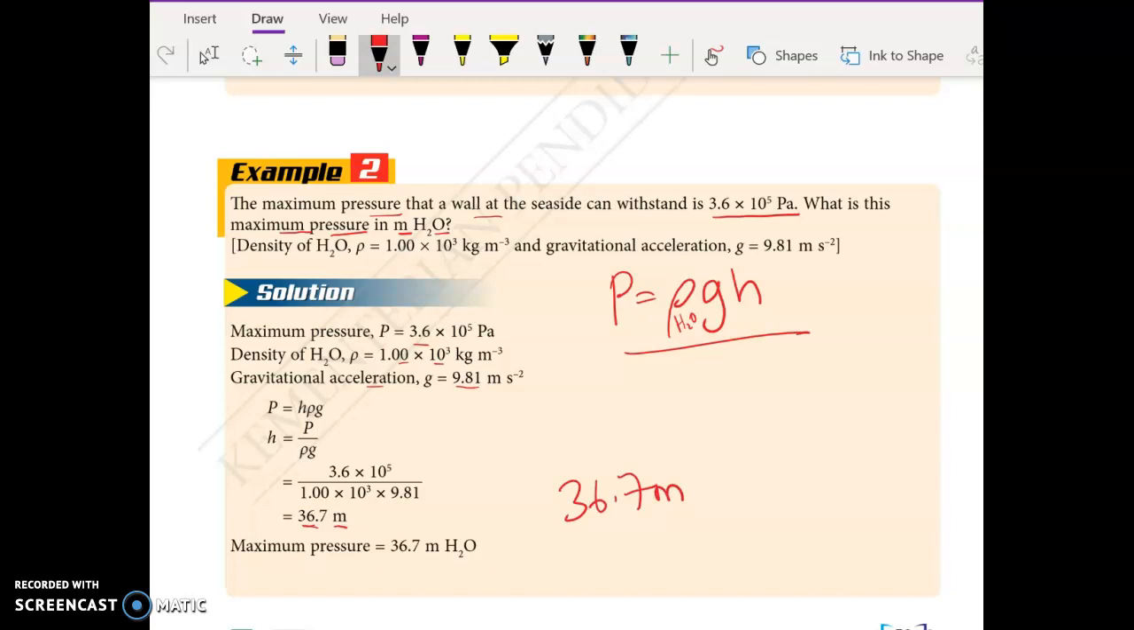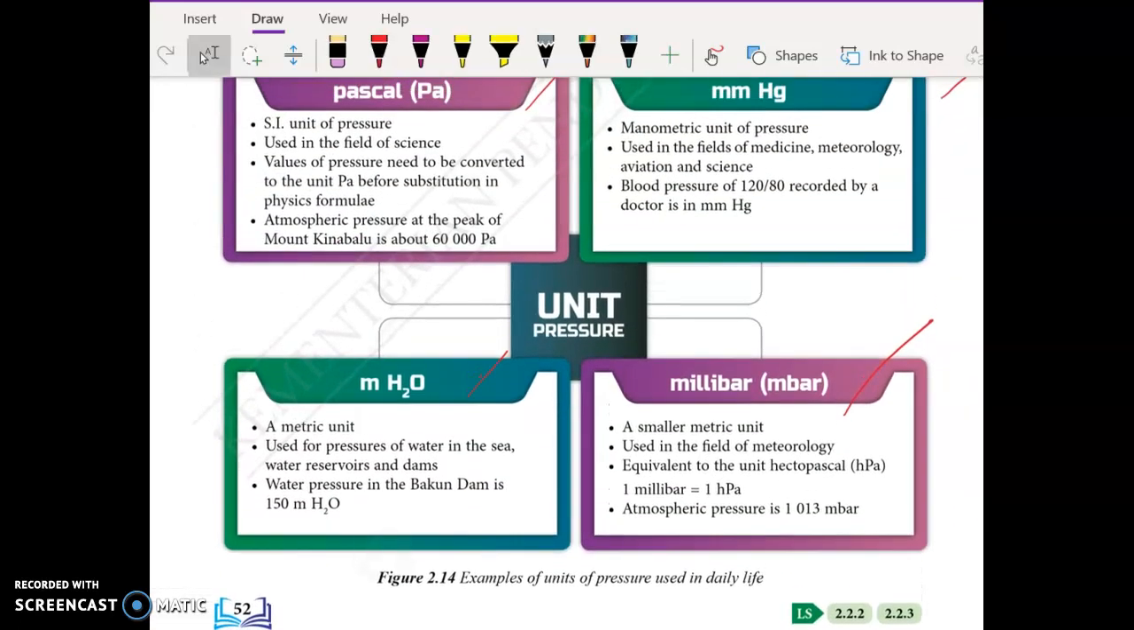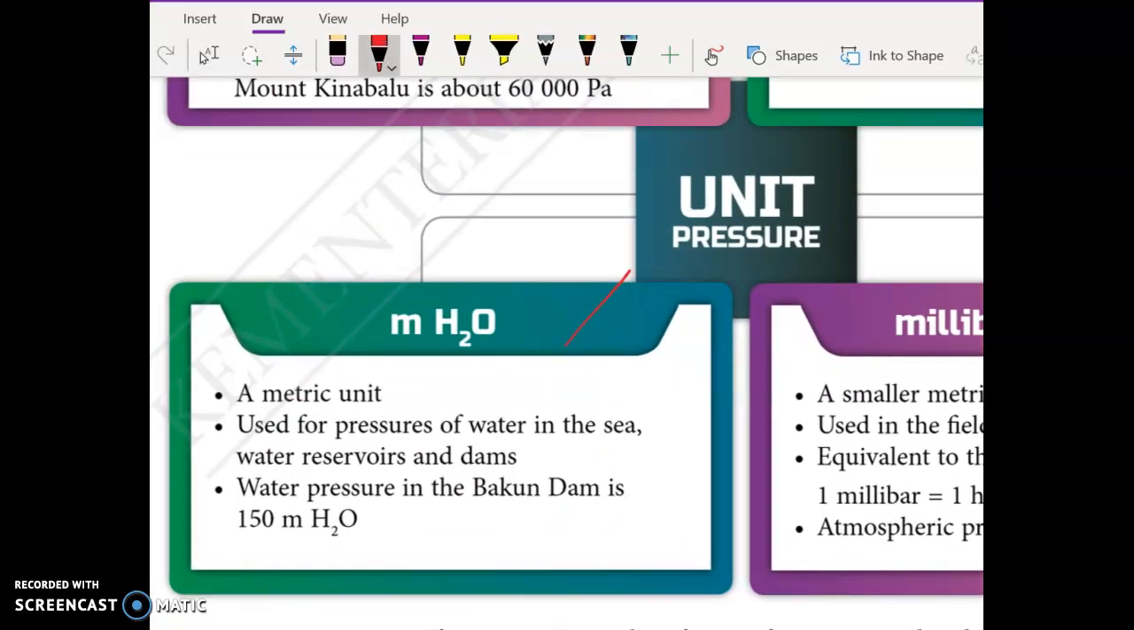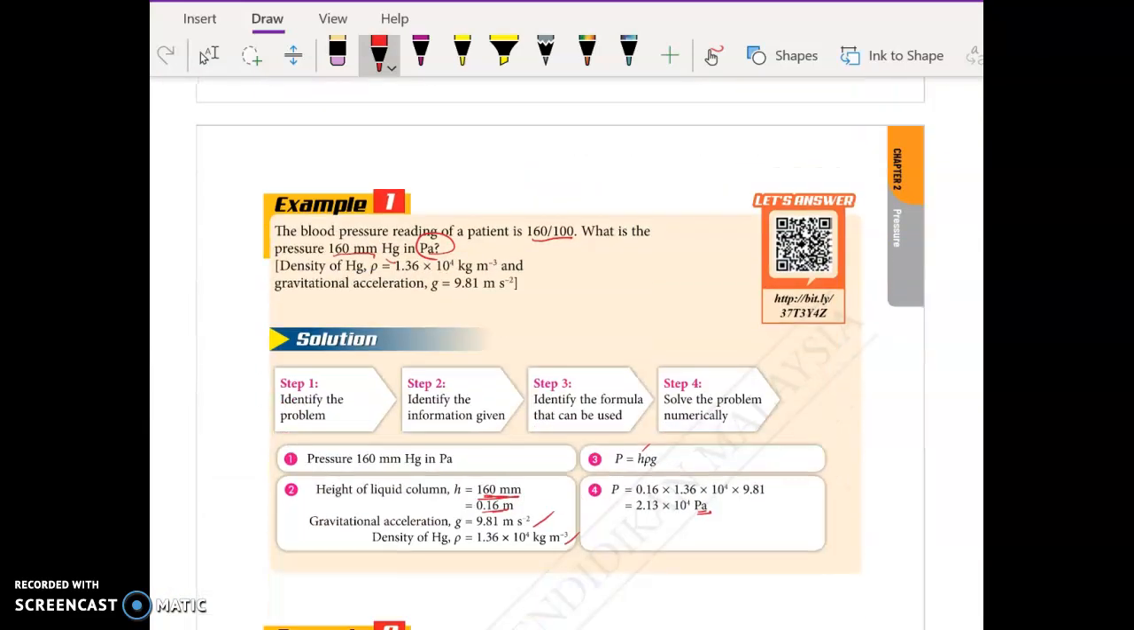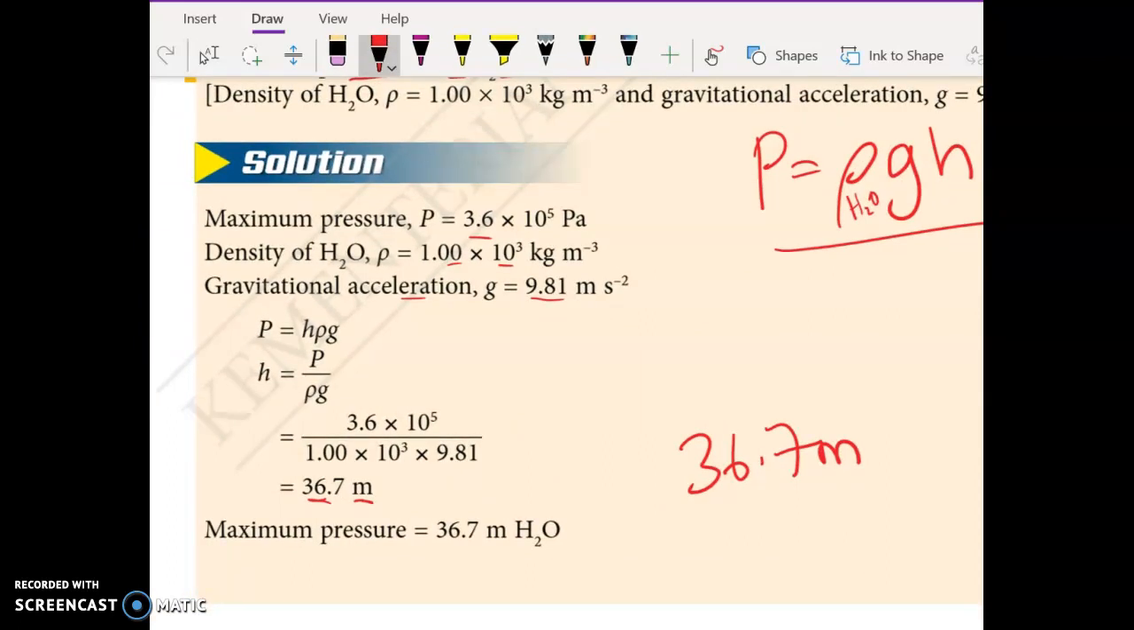Okay, height of water. So since you want pressure, okay, so here in the previous page, unit pressure, meter water. So you can just simply use 36.7 meter water. Okay, so that is the maximum pressure. Okay, so this is just the conversion from Pascal to meter water. So once you obtain the height, that is actually your maximum pressure as well.